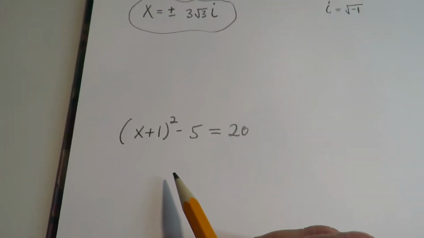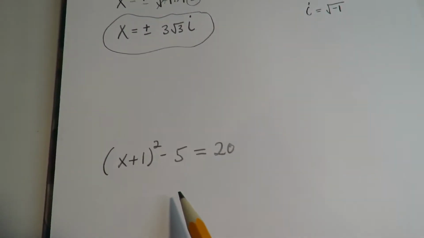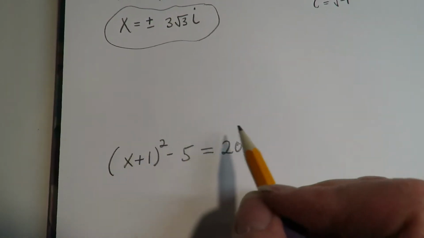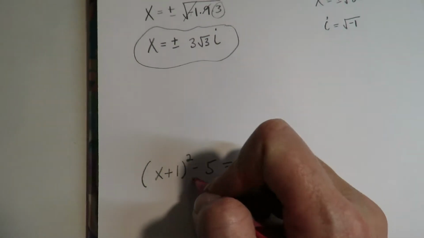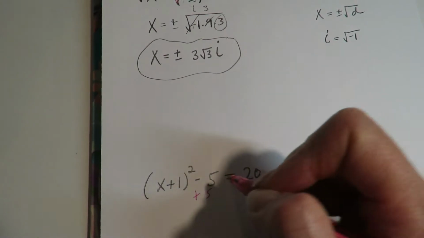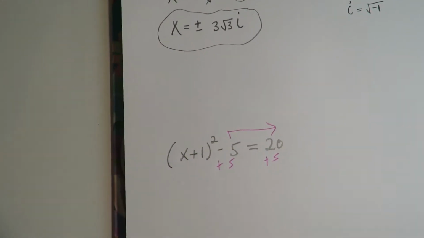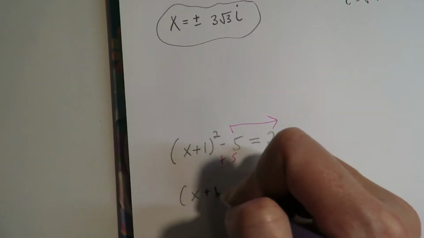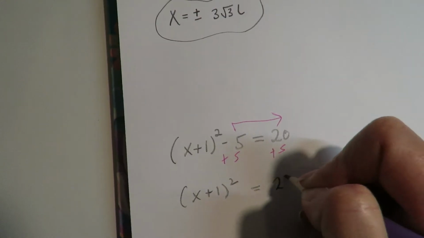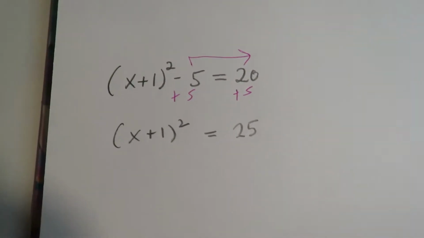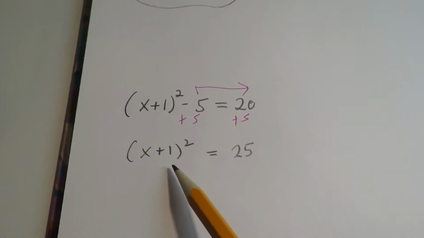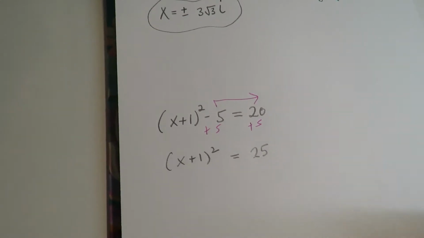Now this is also the square root method. It may not initially look like it, but it is going to be something squared equals a constant. I would first suggest that you move all the constants to one side. Okay, so this is something squared equals a constant. It just happens to be a binomial, but it's the same idea.